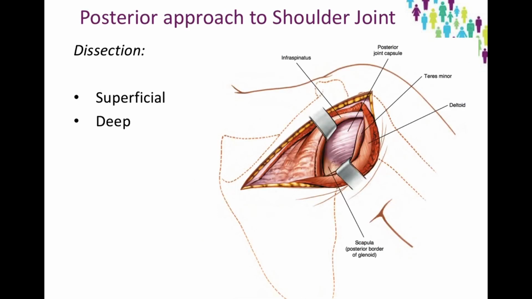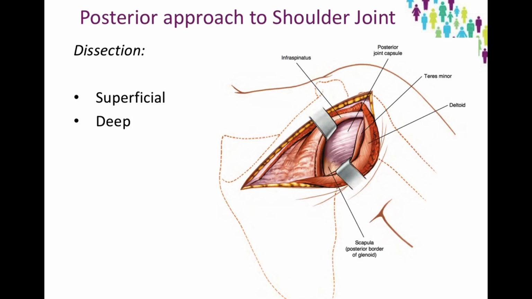So the dissection, as with all dissections, is divided into superficial and deep. The superficial dissection for the posterior approach involves detachment of the origin of the deltoid on the scapular spine and finding the plane between the deltoid and the infraspinatus. It's easier to locate at the lateral end of the incision.